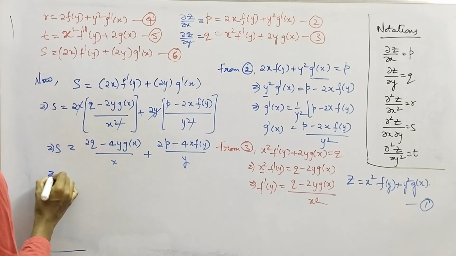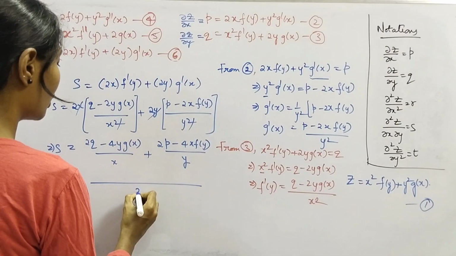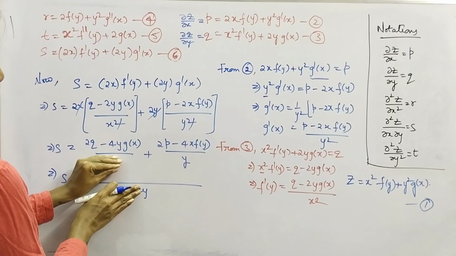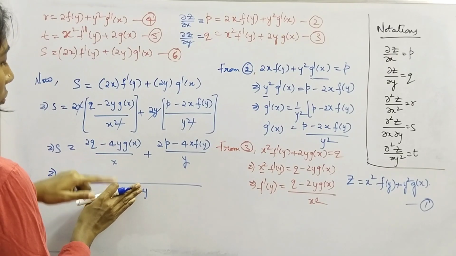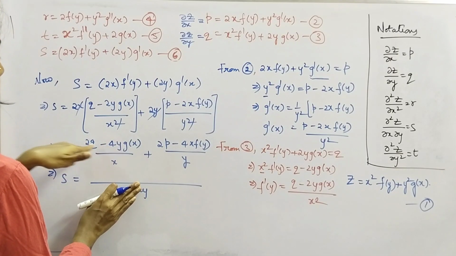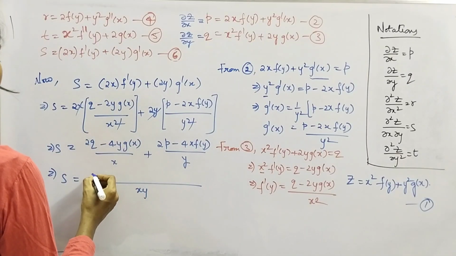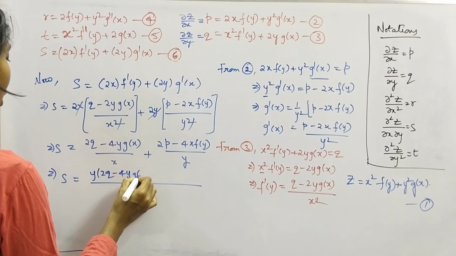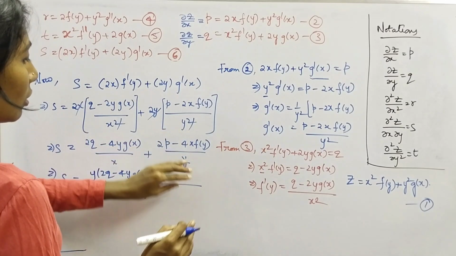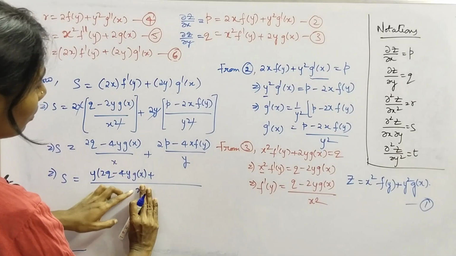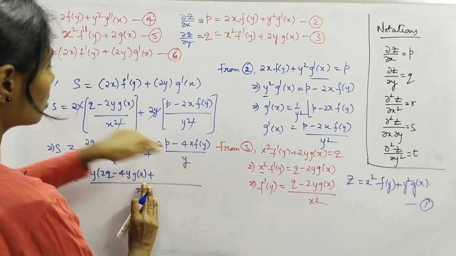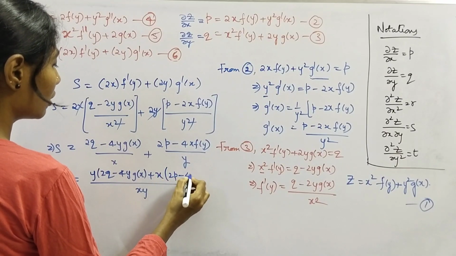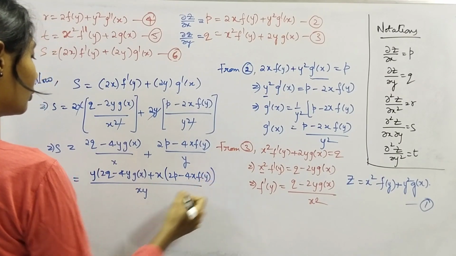Now take the LCM of these two. You'll get s equal to 1 by xy. See, in the denominator of the first term we have only x, you don't have y, right? So we'll multiply this y to the numerator of the first term: y times (2q minus 4y g(x)). Plus, here you have y in the denominator, so multiply this x to the numerator: x times (2p minus 4x f(y)), right?